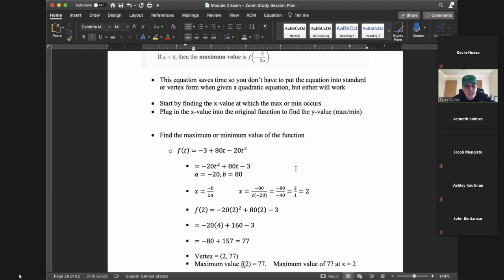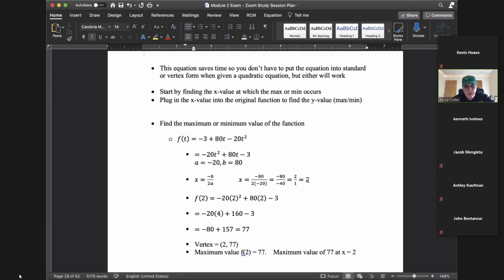You're given f of t equals -3 plus 80t minus 20t squared. You want to rearrange this a little bit so you can get it into that quadratic form. So it's going to be -20t squared plus 80t minus 3. So you've got a equals -20 and b equals 80. You want to make sure you put it in this form so that you know exactly what your a, your b, and your c are going to be. But we only need a and b for this. So x equals -b over 2a. Since b equals 80, it's going to be -80 over 2 times -20. So you've got -80 over -40, which is 2 over 1, which is 2.